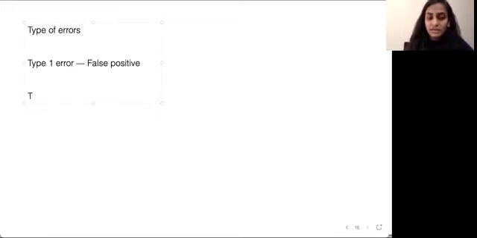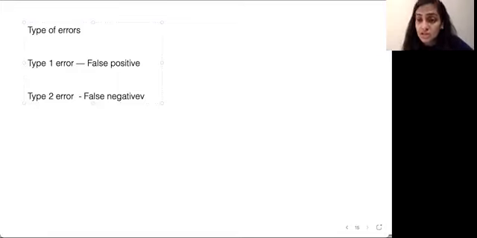Type 2 error, what is a type 2 error? It's your false negative error. So now you are accepting the null hypothesis, okay? You are accepting the null hypothesis when it is false. If the null hypothesis is false, what should we do? We should reject it, right? But you are accepting it. That is a type 2 error. So accepting a null hypothesis when it is actually wrong, when it is false, is called a type 2 error. So two errors, type 1 error, type 2 error.